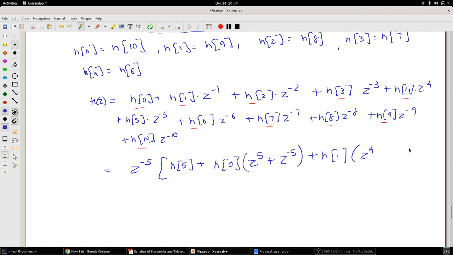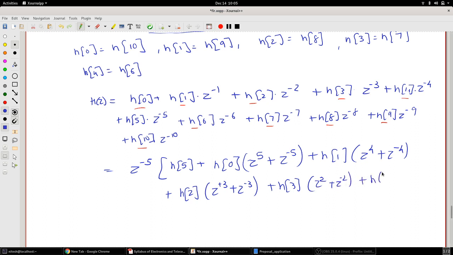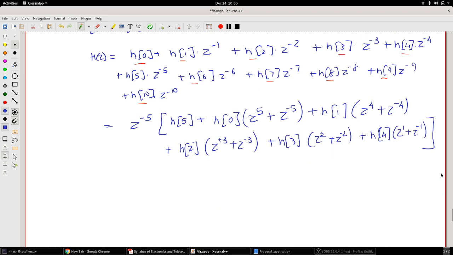so z raised to minus 5 term is outside, so plus z raised to minus 4, plus h of 2 into z raised to minus 3 plus z raised to plus 3, plus h of 3 into z raised to 2 plus z raised to minus 2, plus h of 4 into z raised to 1 plus z raised to minus 1. So this is what I will have.